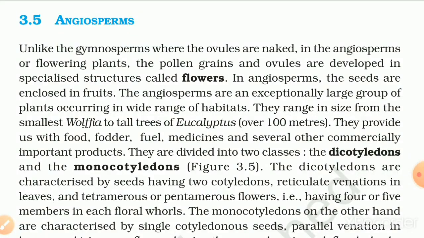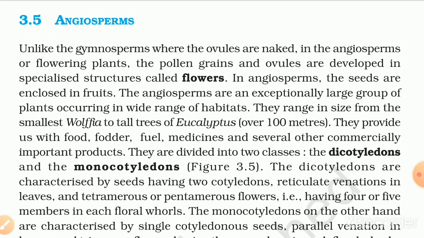3.5 Angiosperms. Unlike the gymnosperms where the ovules are naked, in the angiosperms or flowering plants, the pollen grains and the ovules are developed in specialized structures called flowers. In angiosperms, the seeds are enclosed in fruits.